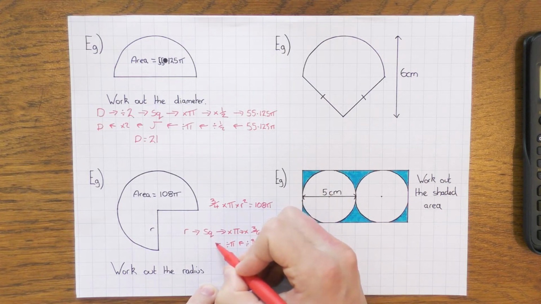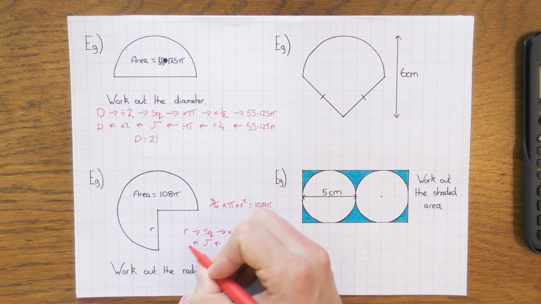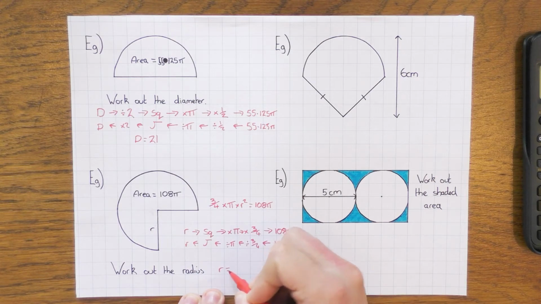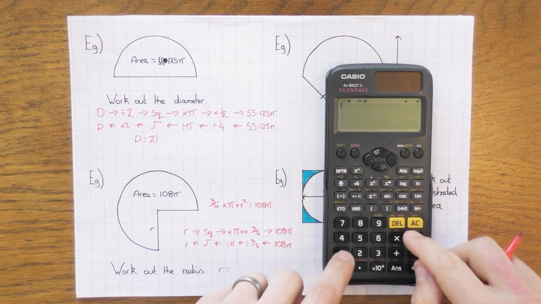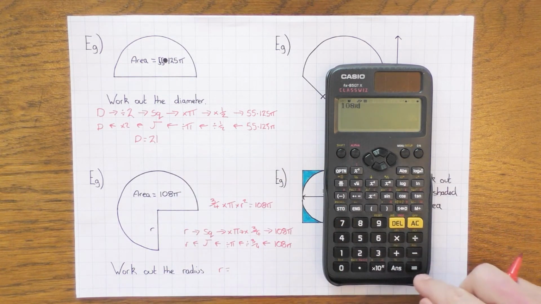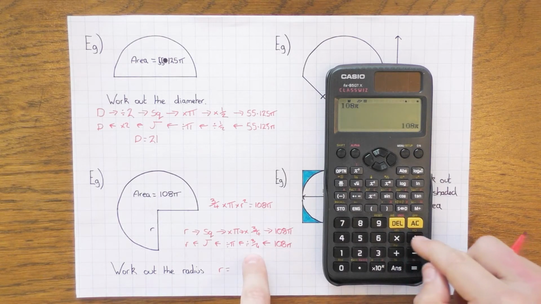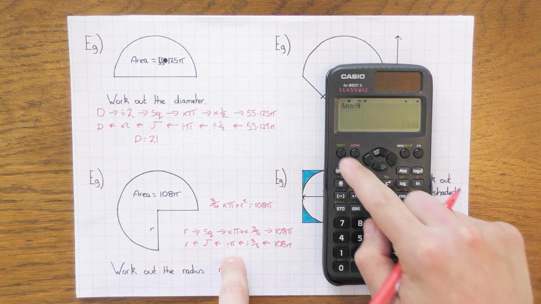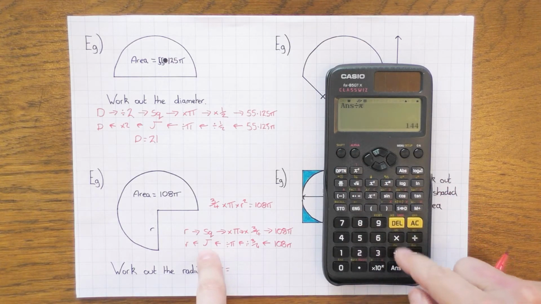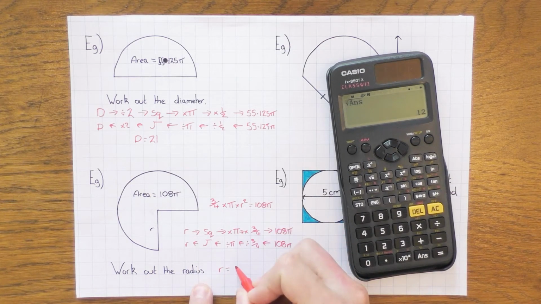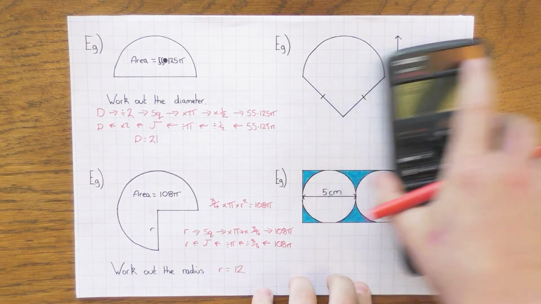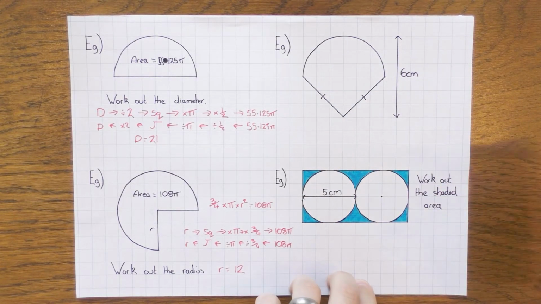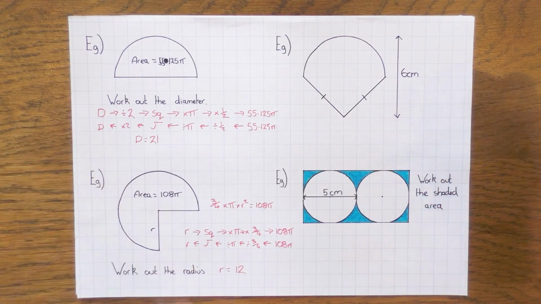Divided by pi, square root, and we get back to r. So in this case, the radius, let's have a look, 108 pi divided by 3/4, divided by pi, square root the answer, and we have 12. So the radius is 12. Okay, so that's how you find missing lengths when you have a half or semicircle or 3/4 of a circle.